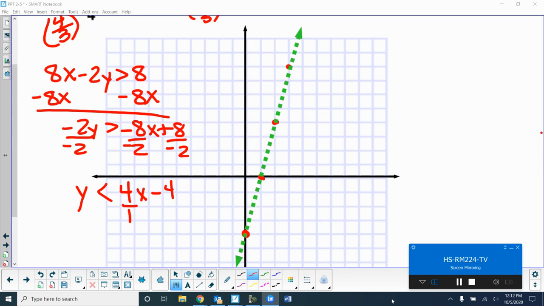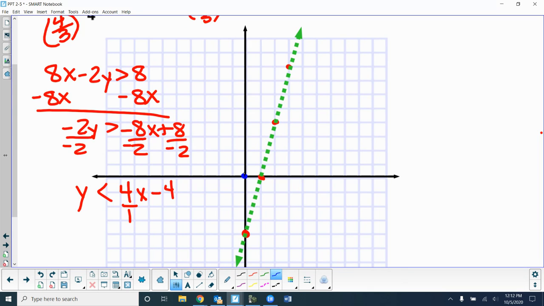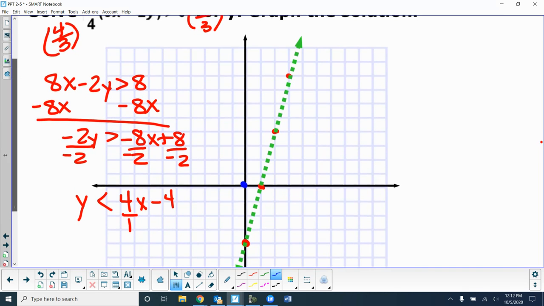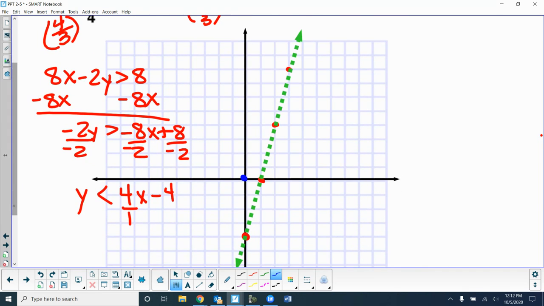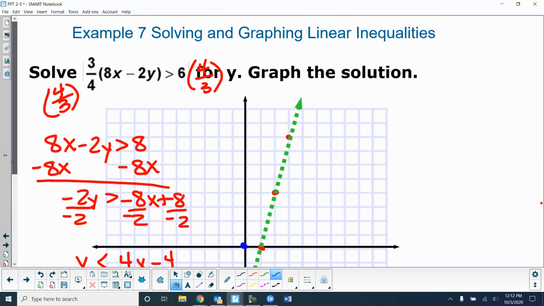Okay, and the test point we like to use is 0, 0. Okay? And some kids will put it in here. I usually go back to the original problem when I test the point. If I put a 0 there and there, I get 8 times 0 minus 2 times 0.